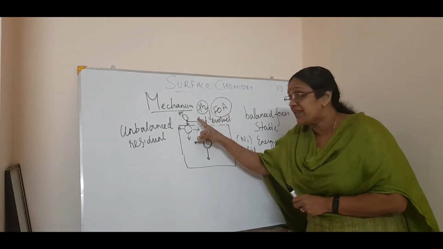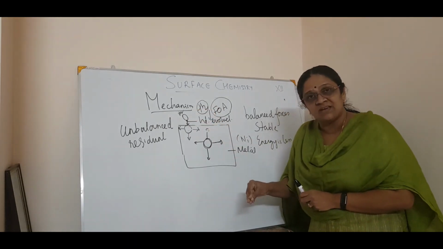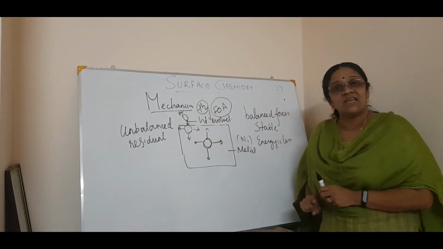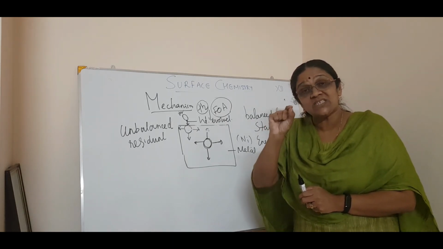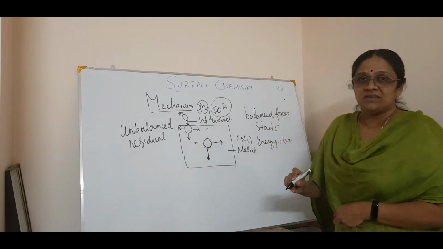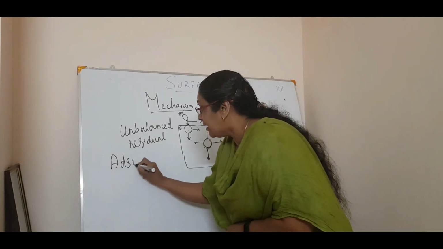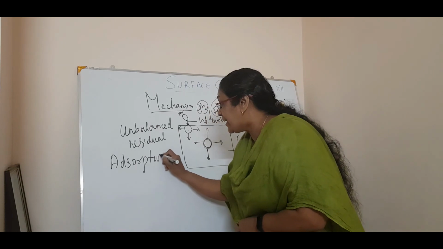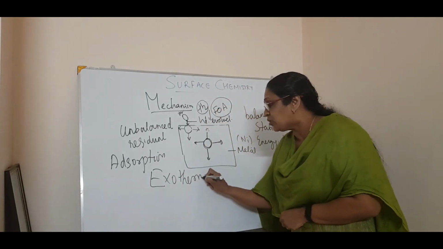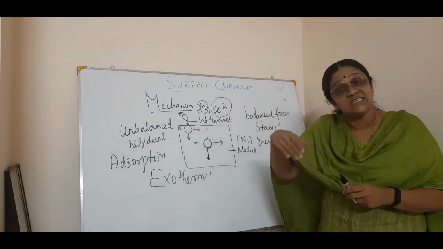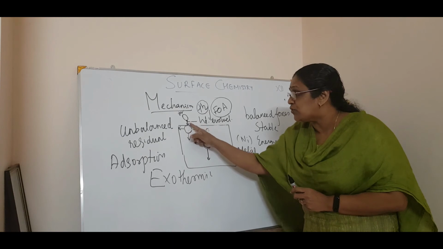That is, whenever there is a force of attraction between the adsorbate and the adsorbent, heat energy is evolved, which means that adsorption is an exothermic process. Board exam question: adsorption is an exothermic process. What do you mean by exothermic? Exothermic means heat is evolved. Right. Now, why is the heat evolved? Due to the force of attraction.